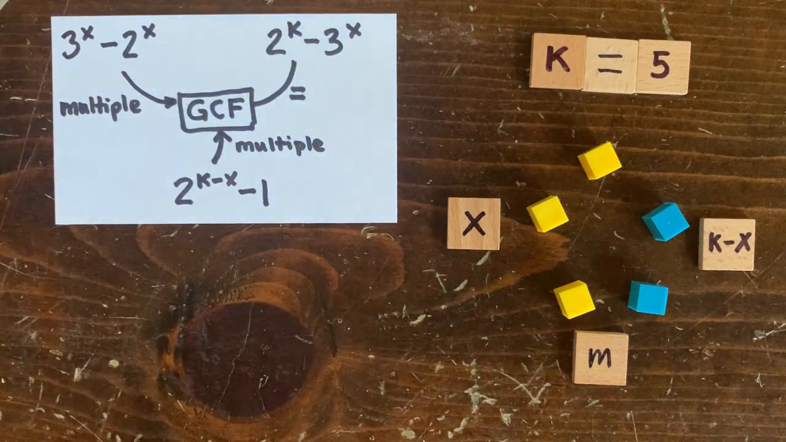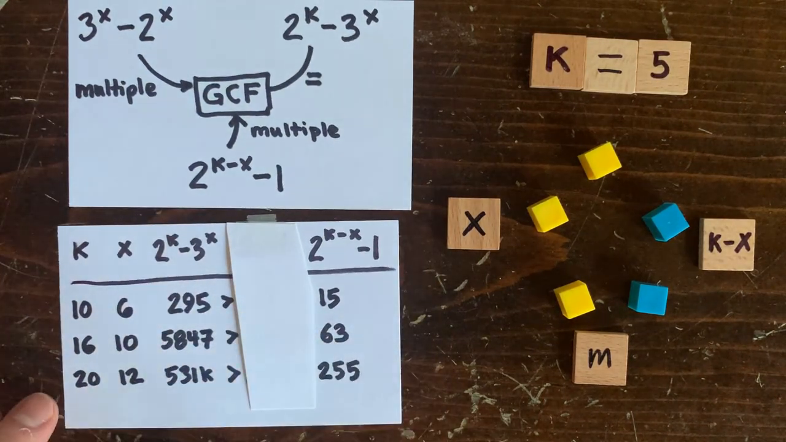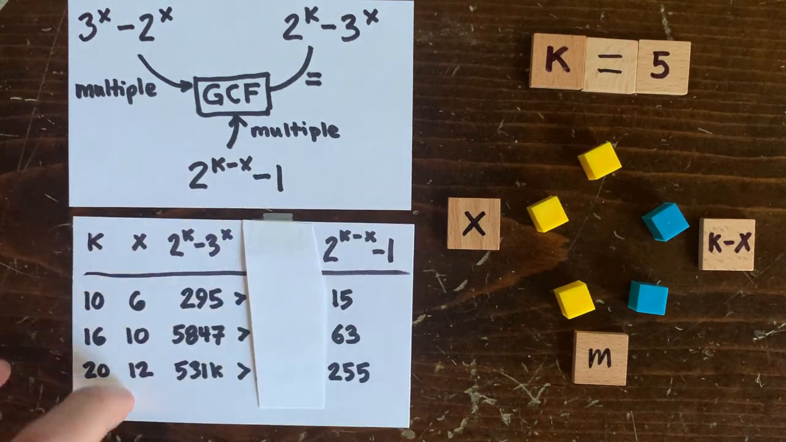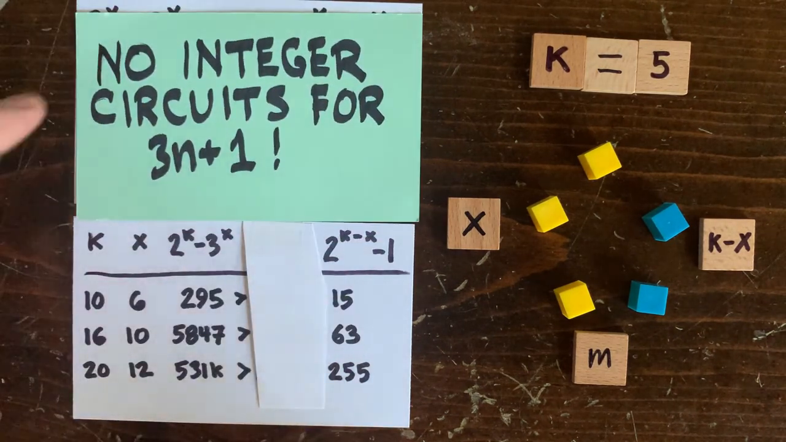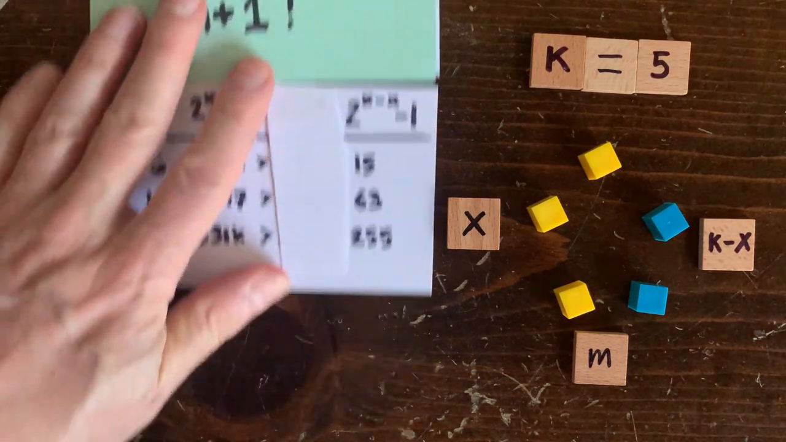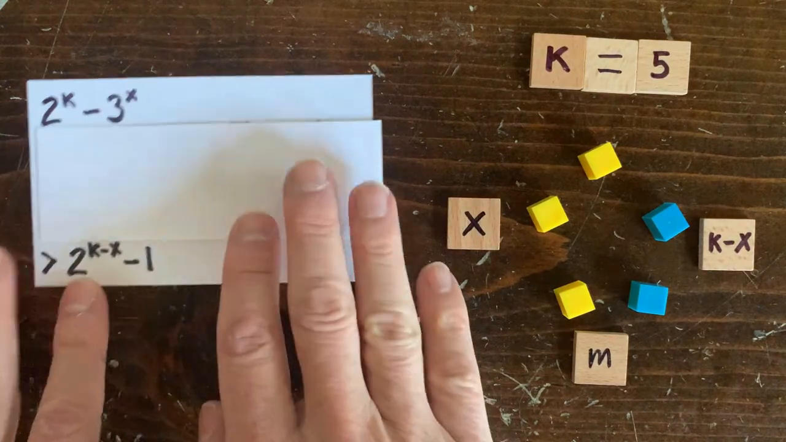But 2 to the k minus x minus 1 is so small. Here's a chart for various values of k and x, and you can see that this seems to be way bigger than that. But we have to prove that it's always bigger. And if we can do that, that can't be a multiple of this, then we've shown that there are no valid circuit loops.